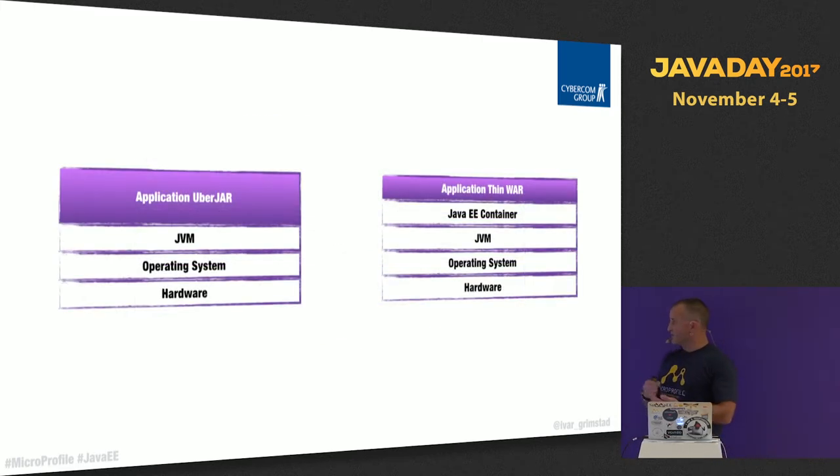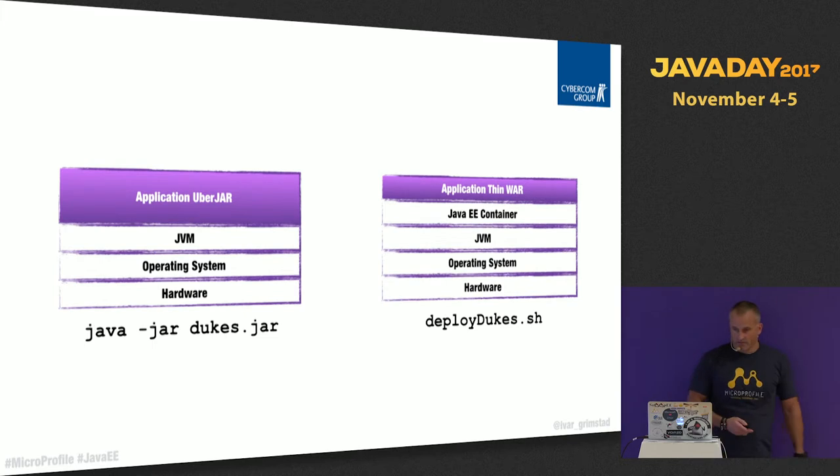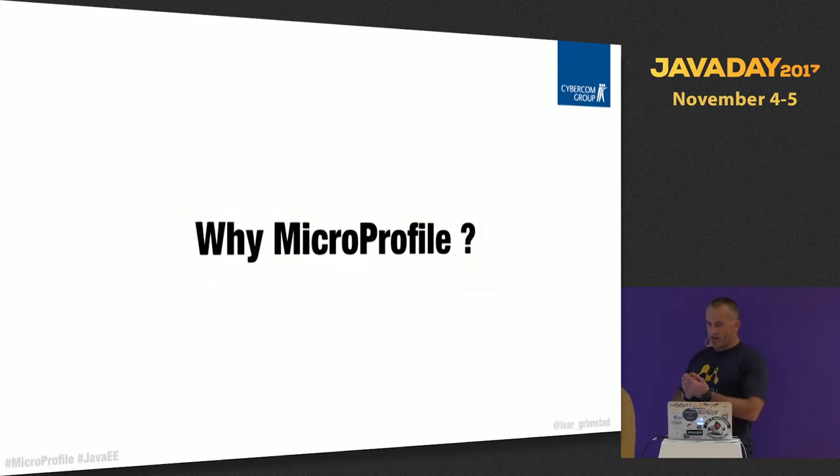If we put these side by side, with the Uber jar approach you just run on the JVM, and with the thin war approach you run within a Java EE container. When you deploy or run with the Uber jar approach, you would type java -jar, and for the application server, you would need some kind of deployment mechanism that is probably going to be different depending on which vendor you've chosen. So I'll come back to this picture later. Now I'll move on to why we even talk about Microprofile.